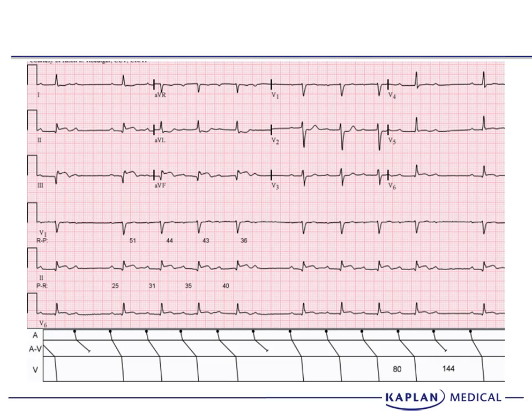Okay, so let's take a second to look at this EKG. I want you to take a look at this EKG and tell me exactly what you see.